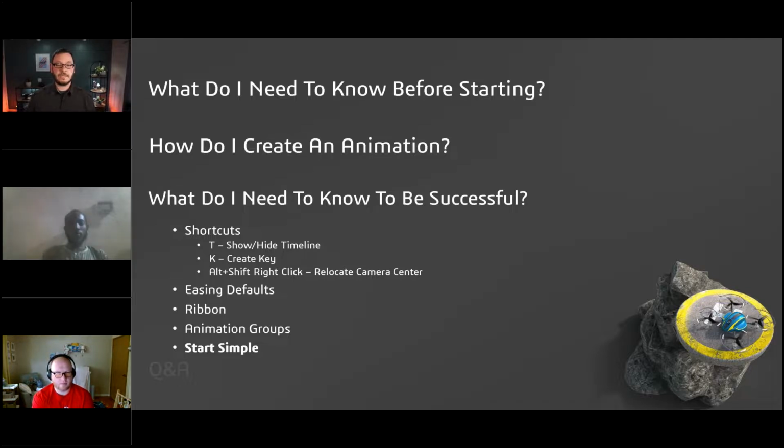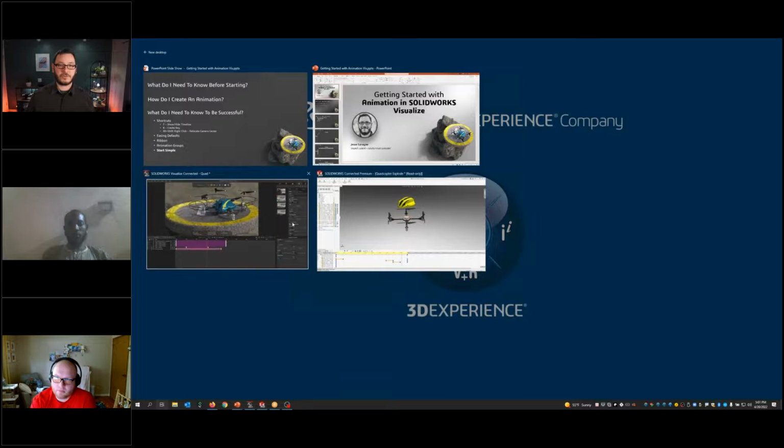So the easing is by default set to smooth. That is something that I just recommend checking. So just go into your tools options and see that it's set to smooth. You probably do want it set to smooth for almost everything because that's the most natural look. It gives a little bit of that easing.